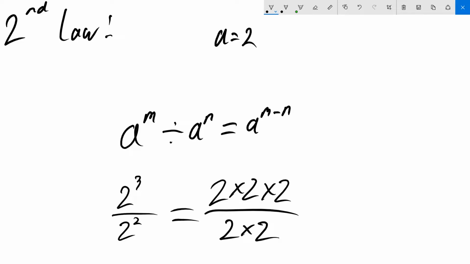Okay, so these cancel. They just turn into 1. We now get 2 over 1, which is just equal to 2. Okay, so that's the second law. So let's look at the third law.